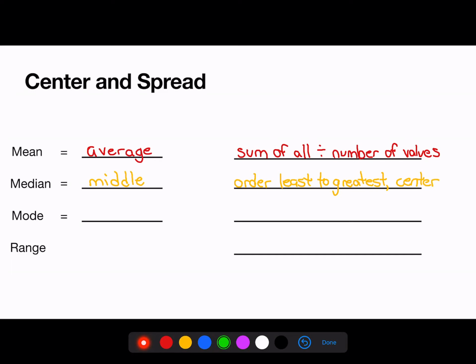To remember the definition of mode, remember that the word most and mode both have 4 letters. Simply find the value that appears the most often.